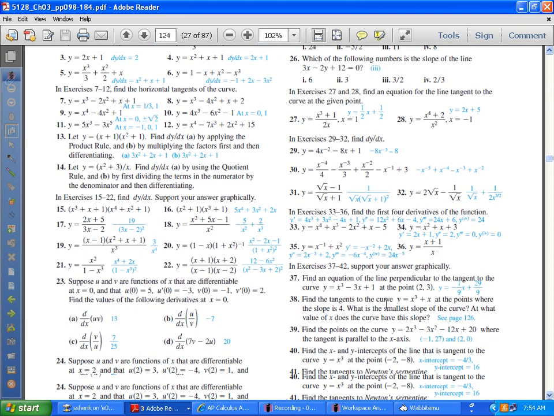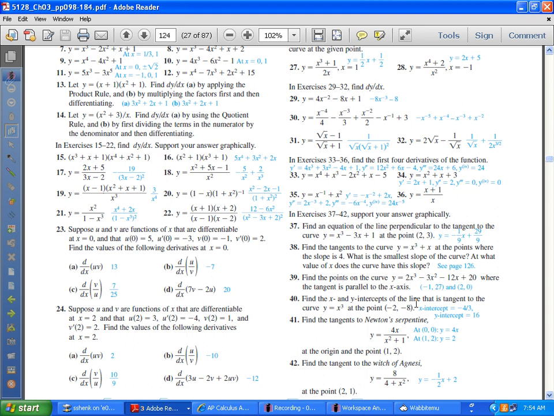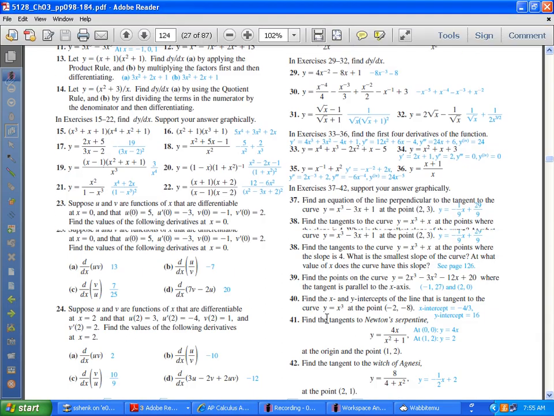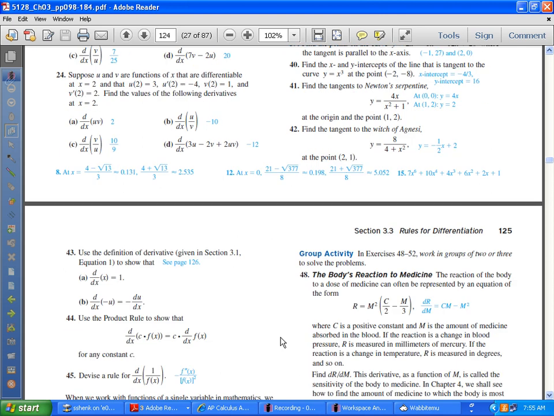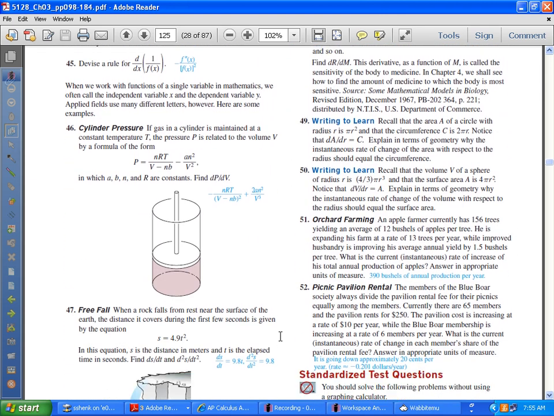So 38, you're finding tangents to the curve where the slope is 4. So instead of having your slope be equal to 0, you've got to find your derivative and set it equal to 4. 40, the x and y intercepts of the line that is tangent to the curve at that point. So finding x and y intercepts. 46 and 47. Cylinder pressure question in 46 and a free fall question in 47.